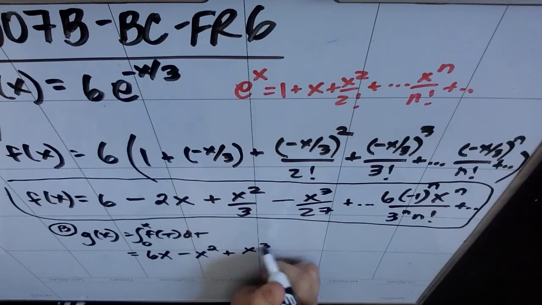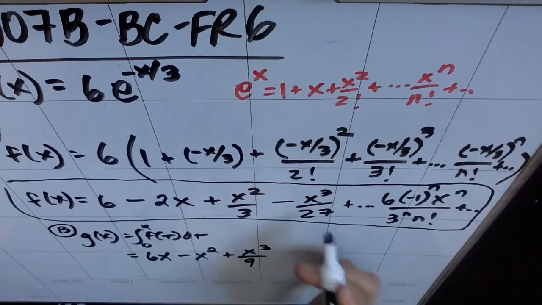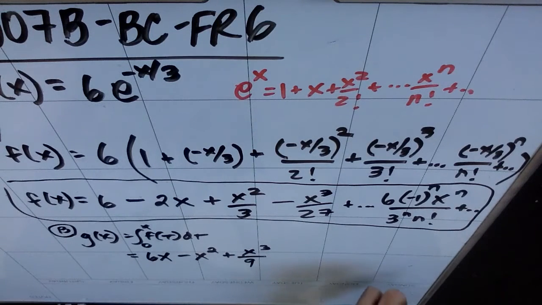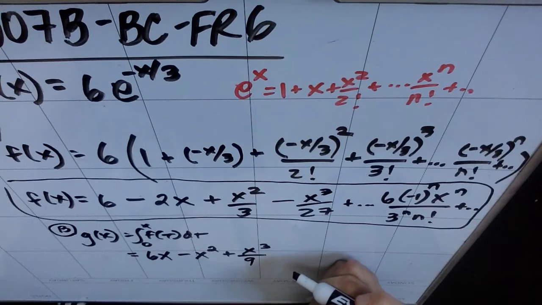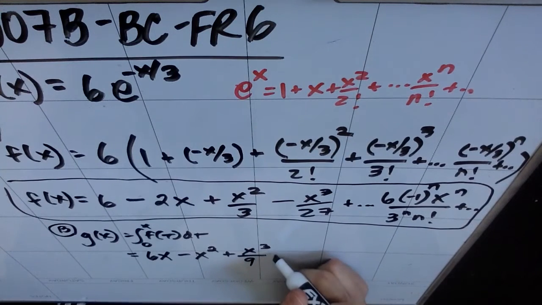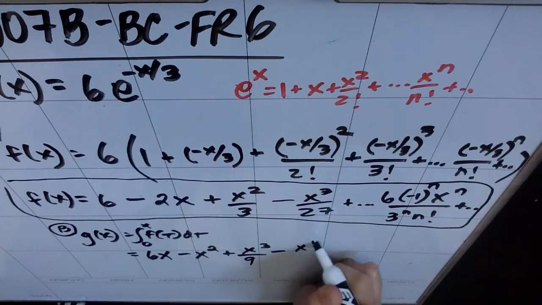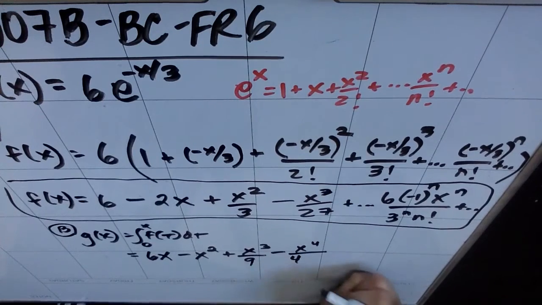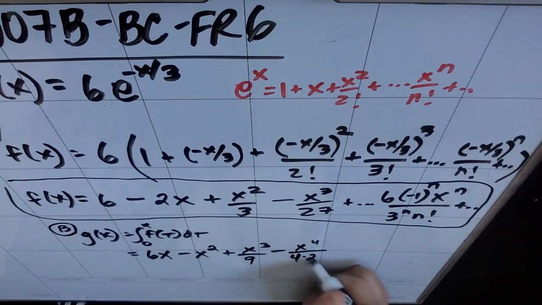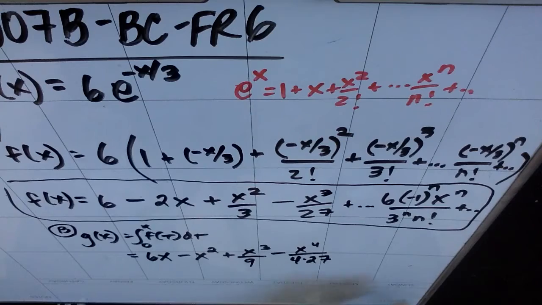So this is going to be x cubed over 9, right? This guy's going to become x to the 4th over 4 times 27. If you know 4 times 27 off the top of your head, that's great. If you don't, the AP is fine with you leaving it as 4 times 27. So if you know that 4 times 27 is 108, that's great. If you don't, leave it as 4 times 27, that's fine.